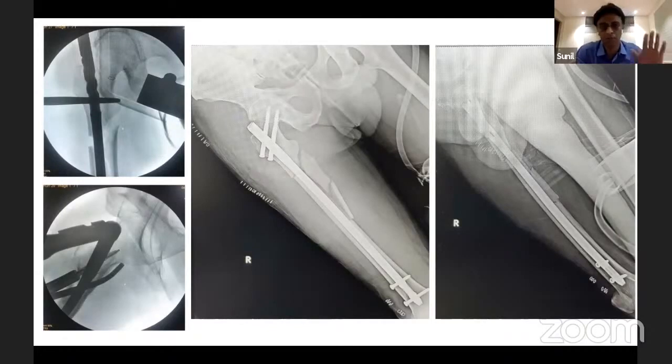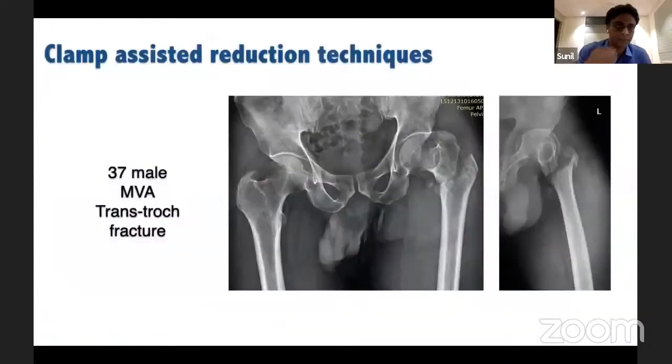So sometimes, as I said, this would be the only reduction tool that I would require to reduce a subtroch fracture, which is quite easy. So what other clamps can you use? You can use a lot of other clamps as well.